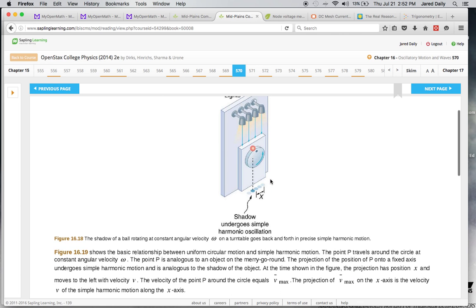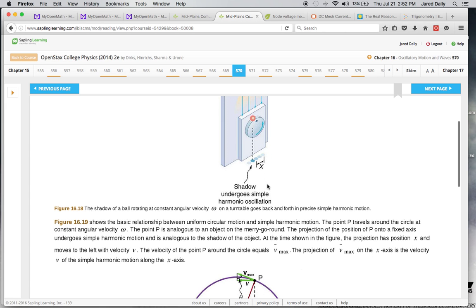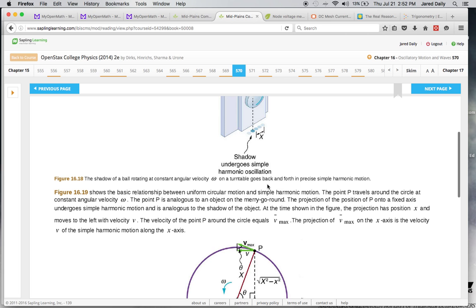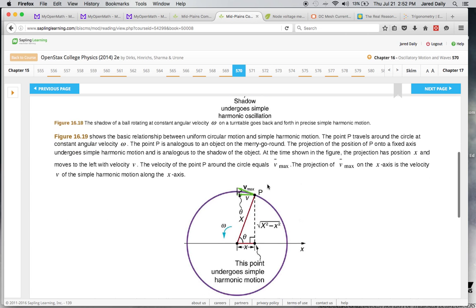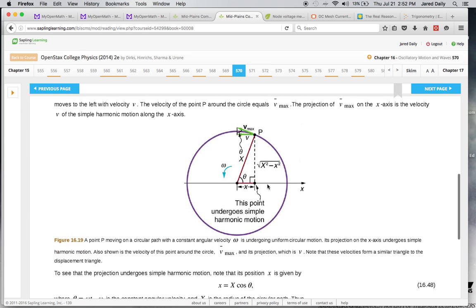The movement of the shadow on the floor will actually follow the same movement as a simple harmonic oscillator, following the model of a cosine or a sine curve along the floor. And so there's an analogy here between the two movements, the circular movement and the simple harmonic motion.